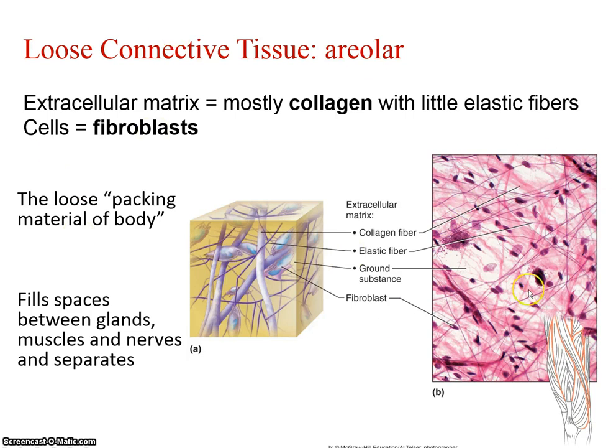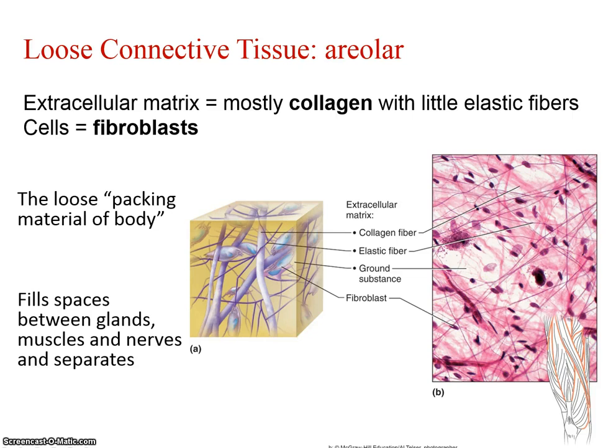So loose areolar, and it's not well organized. Look, that's a lot messier than those epithelial cells. But it's kind of the packing material. It surrounds, and it's fairly thin. There's this structure called fascia that surrounds your muscles and separates them.